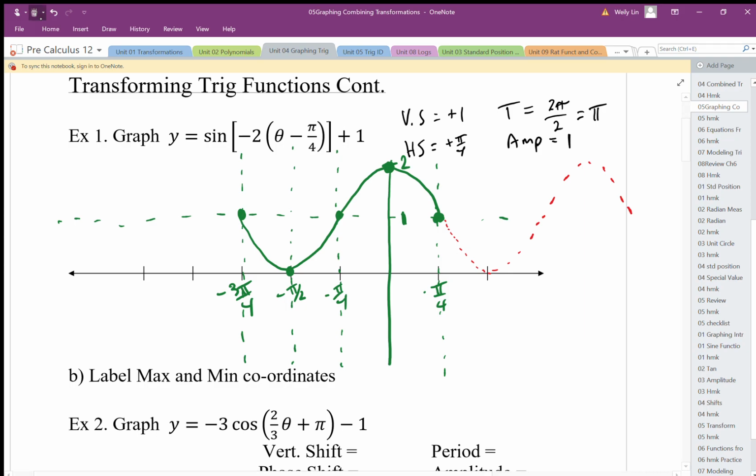Again, I need to make sure I label my max and min coordinates. My max coordinate here is at (0, 2). My minimum coordinate is at (-pi over 2, 0). Those are my max and min coordinates. I could also find my middle points, which are, again, my reference points.